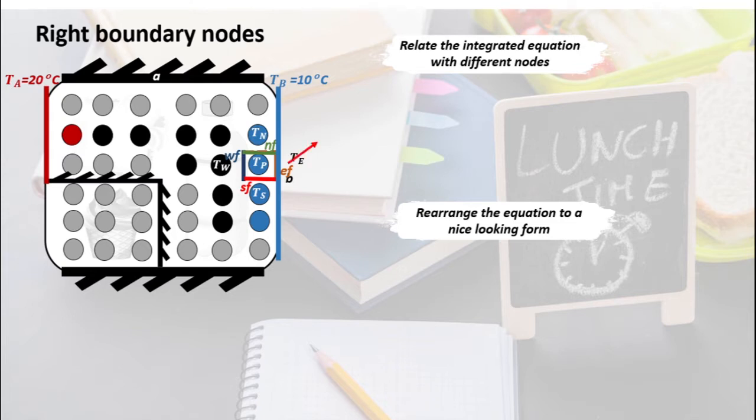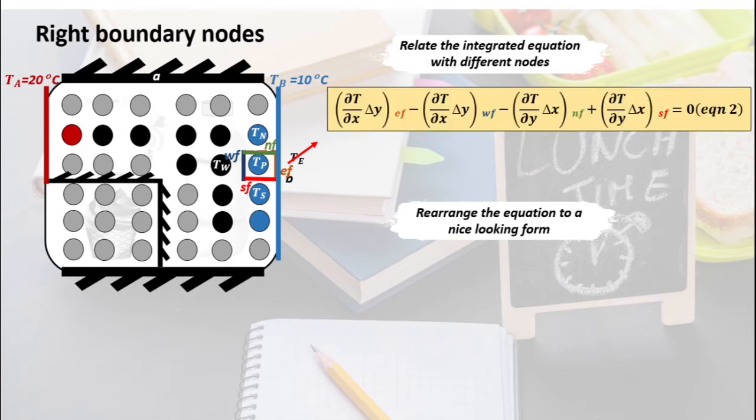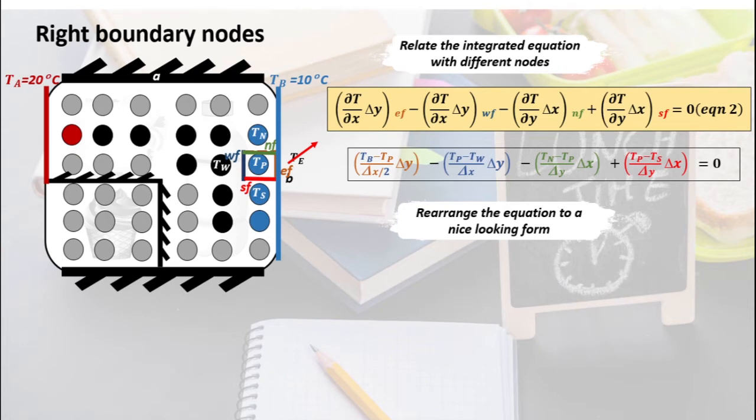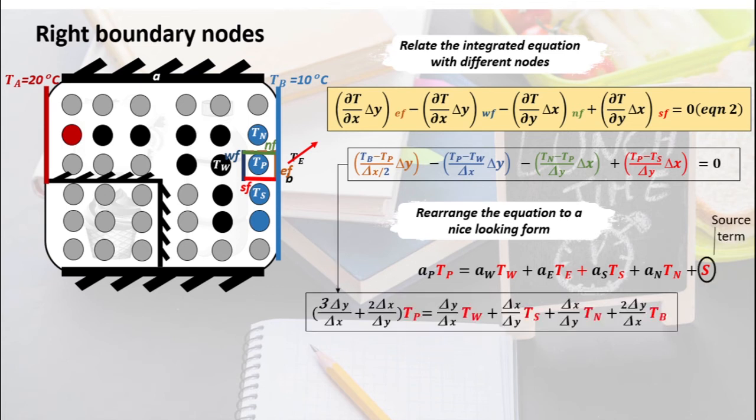In this case, we don't have the TE term because there's no TE, there's no east node. Instead, there is a wall, TB, right? So if we relate this to our governing equation, we're going to replace our TE with TB. And for delta X, we're going to use delta X over 2. And the rest of the terms stay the same, and rearrange this into our coefficients form, and S is our source term. As you expect, we don't have the TE term anymore. Instead, we have a TB in our equation.